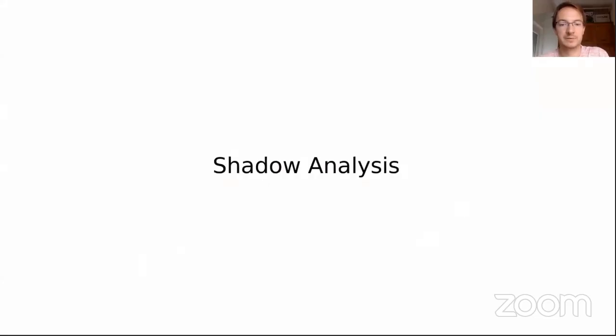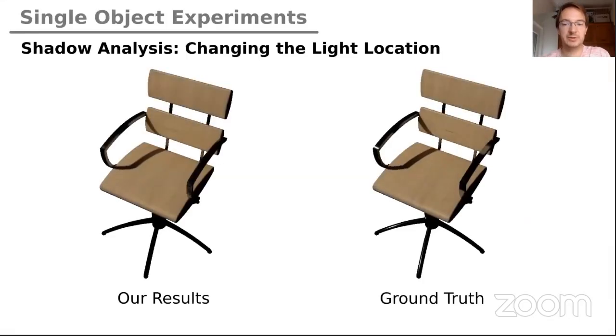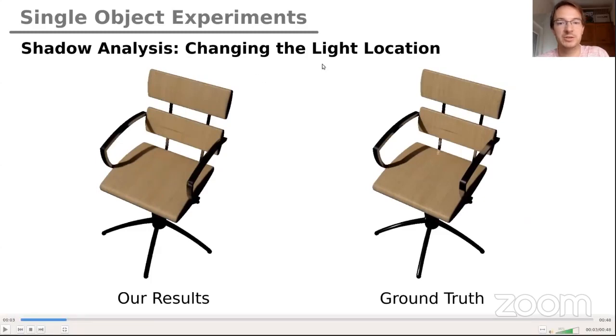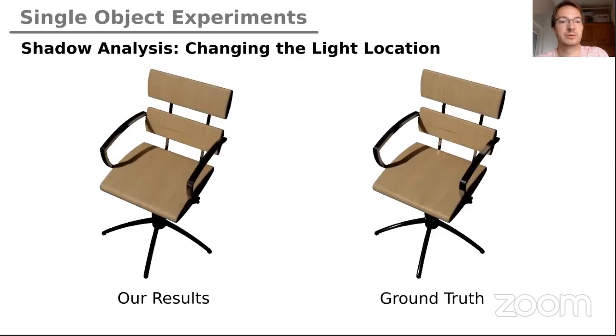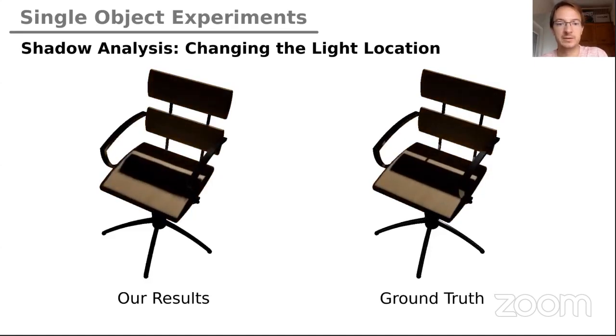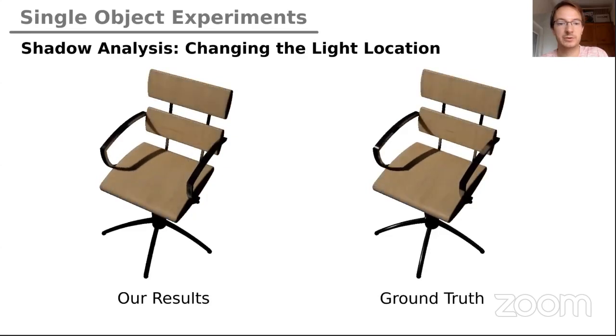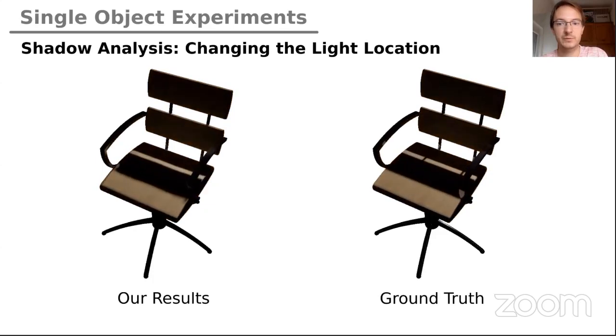So how does this work? Let's look at some results. First, we performed a shadow analysis where we were changing the light location. On the right, you can see the ground truth. On the left, you can see the results produced by our approach. Note that this requires for every pixel to execute the rendering equation only a single time because we use a point light source. As you can see, the shadows are learned relatively accurately, with a few details missing.